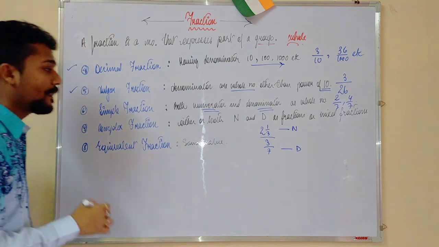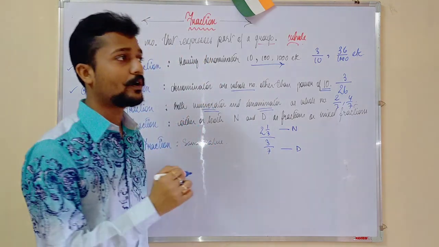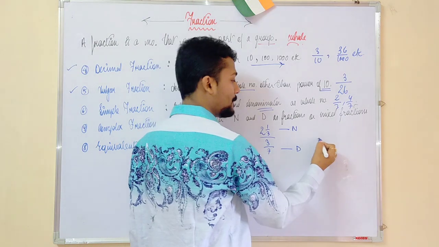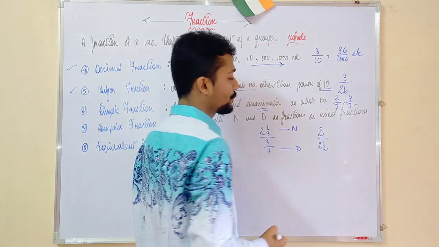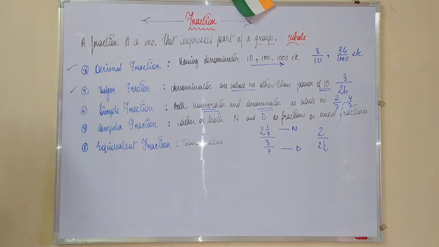complex fraction. Now it is not mandatory that both the numerator and denominator should be in fraction form. Say for example, here the numerator is 2 and the denominator is 2 1 by 2. Okay, this type of fraction will also be known as complex fraction.